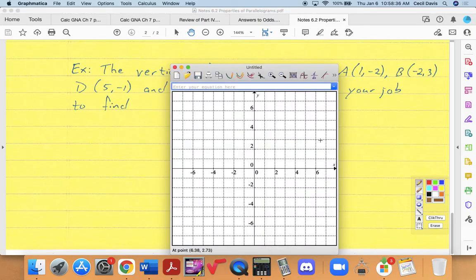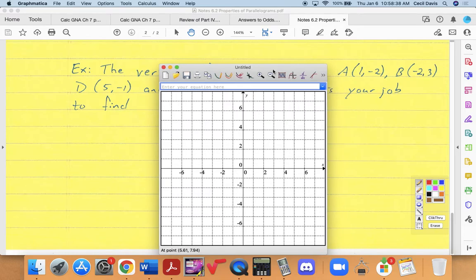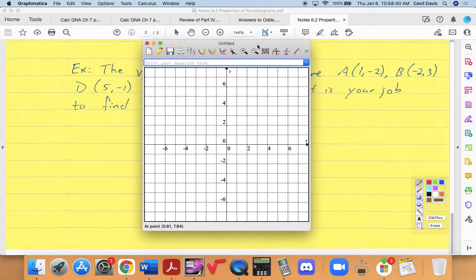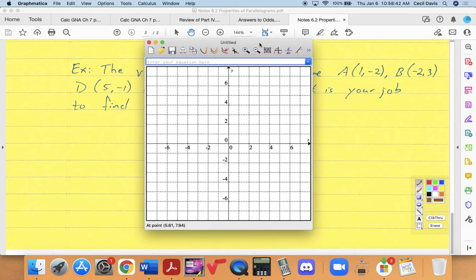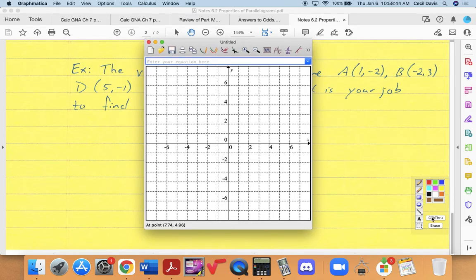So let's take a look at this. We've got these points, and it tells us that we have a parallelogram ABCD, and it gives us 3 of the 4, but not all of them. And this is not difficult to do if you graph it. If you try to do it just, I'm going to make something up, it doesn't work so well. So B is at -2, 3.